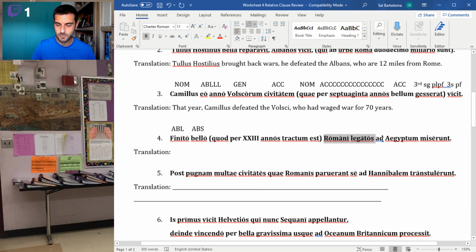Romani legatos ad Aegyptum miserunt. So this is an interesting thing. You don't see this in classical Latin too often, where you have an ablative absolute and then a relative clause kind of hooked onto it. Caesar would never really do this.